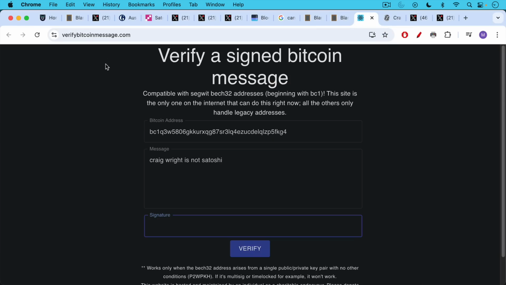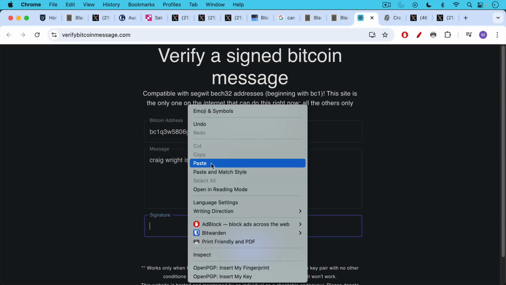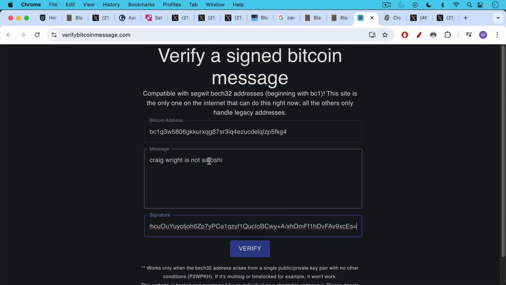We're going to go to verifybitcoinmessage.com. I've already pasted in the Bitcoin address. I pasted in the message. Now I'm going to paste in the signature that was just generated on Sparrow. And again, I basically signed this particular message: Craig Wright is not Satoshi. I signed it using my Bitcoin private keys in that hot wallet, in that software wallet inside of Sparrow.